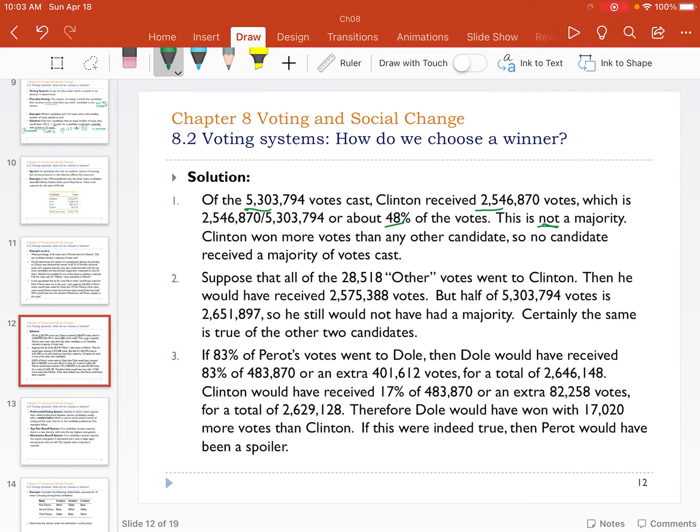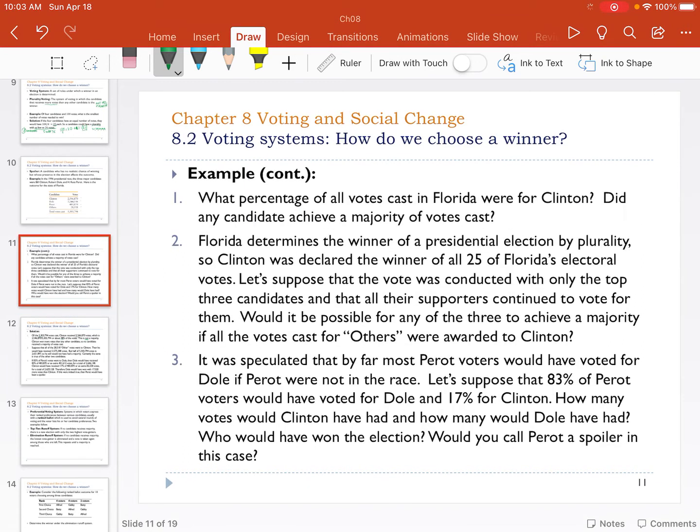This is not a majority. As you know, a majority is 50% plus just a little more. Can't be exactly half, it has to be more than half. Clinton won more votes, but no candidate got a majority. He would have gotten a plurality. They're not being too clear as to whether plurality did it or not. I think he did win on plurality here, but that's not the main point right now. Let's go to problem number 2.